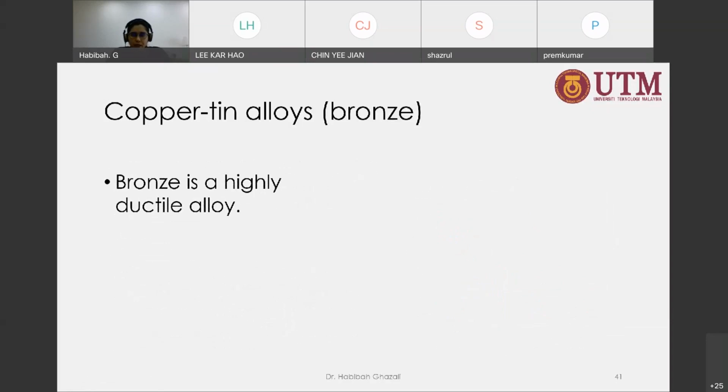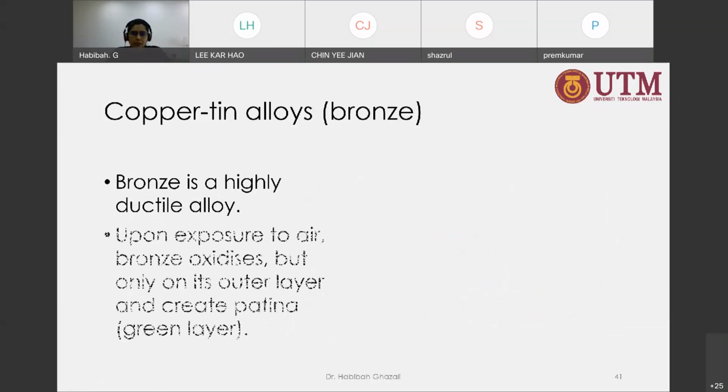So bronze, because of that alpha, because of the FCC crystal structure of copper, is quite ductile. Upon exposure to air, bronze oxidizes. So what will happen is that it will create a green layer on the surface that has been exposed to air, a layer that we call patina.